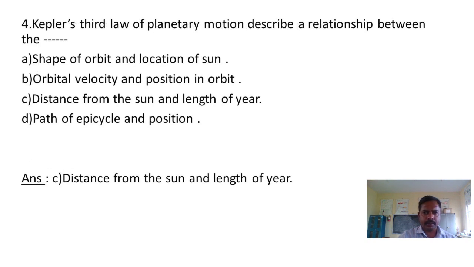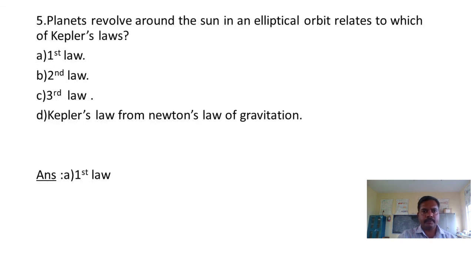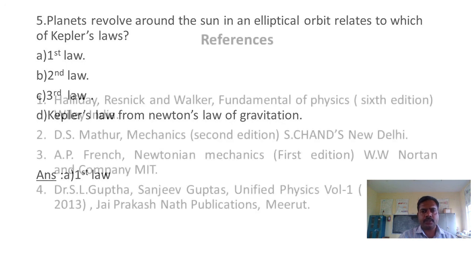Kepler's third law of planetary motion describes the relationship between: these are the options. The right option is C, distance from the sun and length of the year. Planets revolve around the sun in elliptical orbits. It relates to which of Kepler's laws? So the option is the first one, that is the first law.